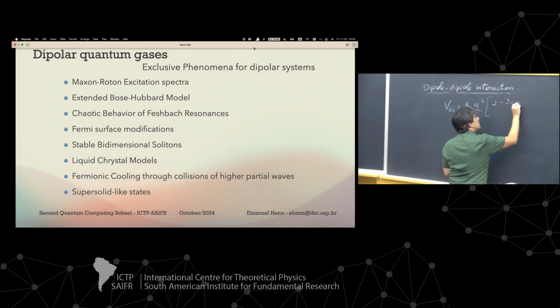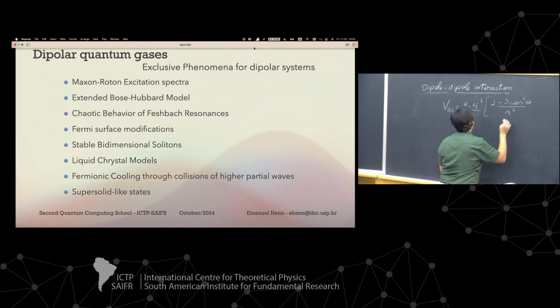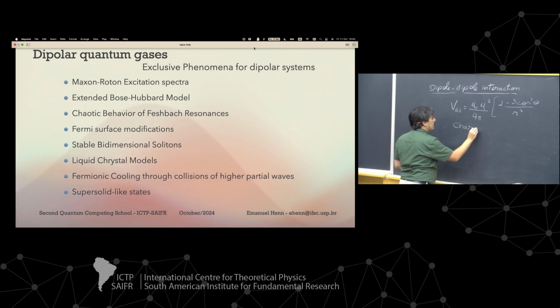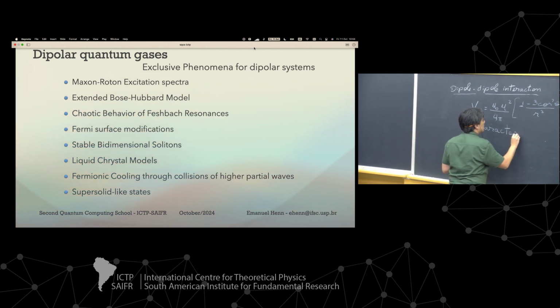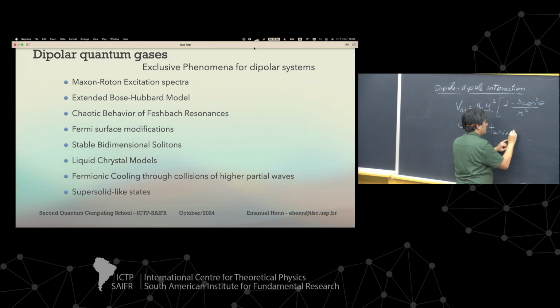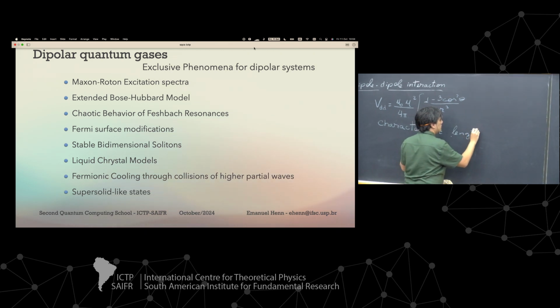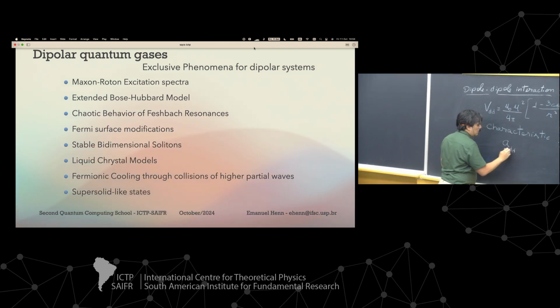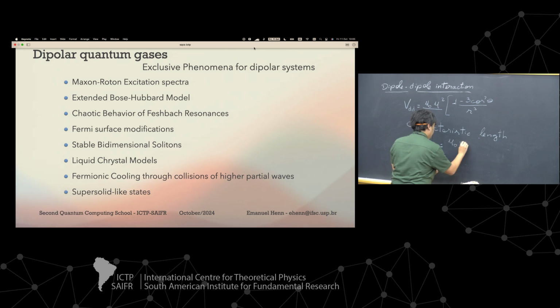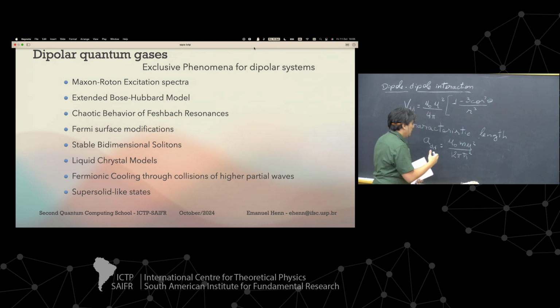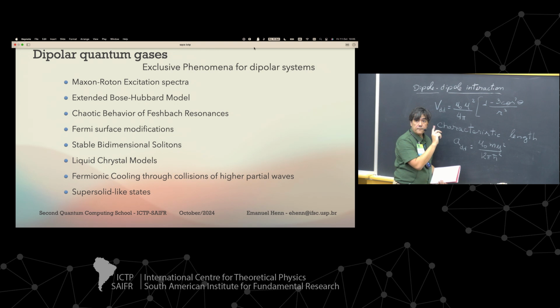The dipole-dipole interaction is mu_0 mu squared over 4 pi, times 1 minus 3 cos squared theta, over r cubed. We can define a characteristic length. It's just a parameter right now. That's called a_dd, just like you have a for the scattering length, and this is written like this: mu_0 mu squared m over 12 pi h bar squared. There is a reason for these prefactors. So you define this characteristic length just to compare with the scattering length.